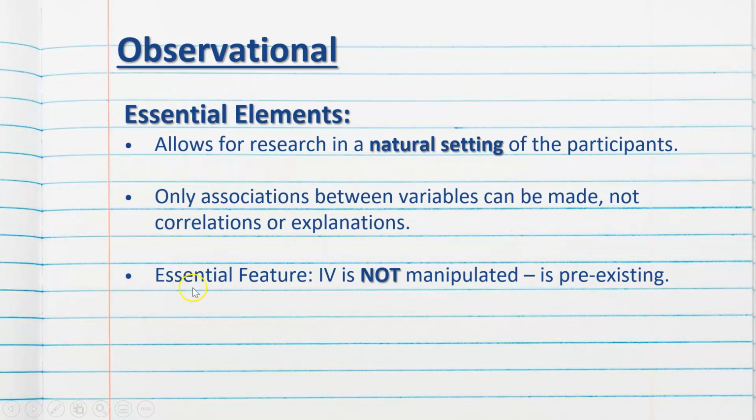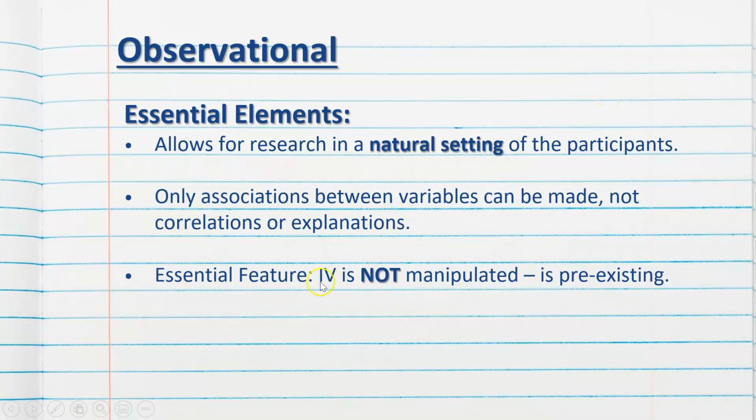Now, another essential feature of this design is the IV is not manipulated. It is pre-existing. So things like gender and eye color, those are some examples we've talked about in class already. We obviously can't manipulate those. They're pre-existing. They were there before we came along, in other words. So the IV is not manipulated. It is pre-existing with no manipulation from us whatsoever.